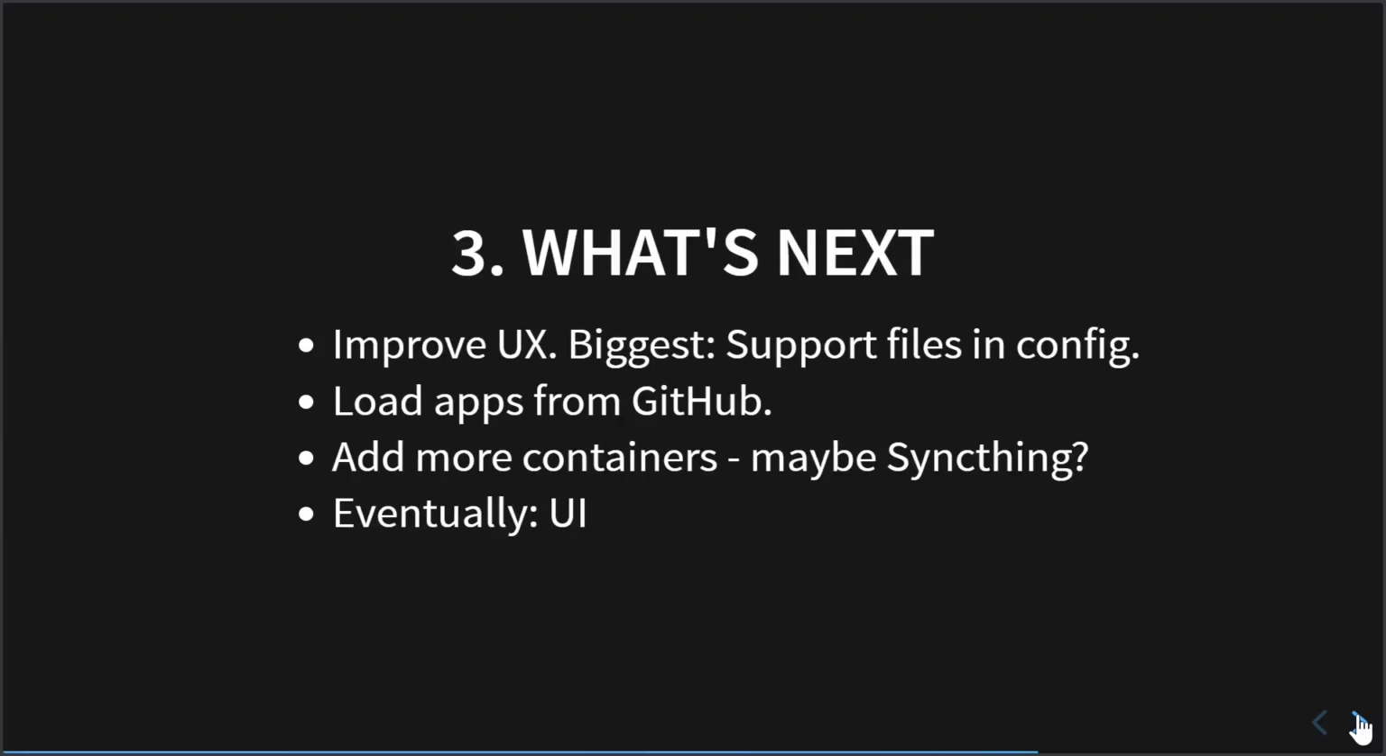Next up, I definitely have to improve the user experience here. The biggest thing is supporting files in the config. Right now you have to edit everything all inside of one YAML file, which makes it hard. You can't really edit the Python files in VS Code. You have to mess around with these YAML strings, which is pretty terrible. Had this before, but it didn't make it into this rewrite, so that's a top priority.